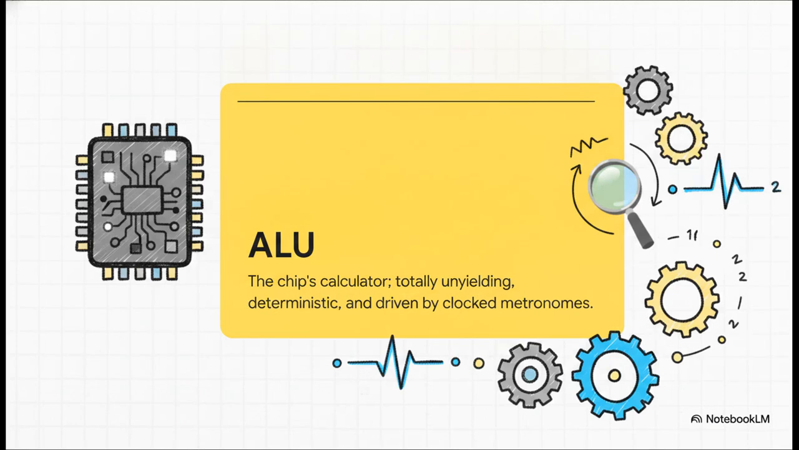But then we look at the actual machine hardware, specifically the arithmetic logic unit, or the ALU. Think of this as the ALU surveyor. And here's the reality check. The hardware doesn't understand meaning at all. It doesn't even know what a symbol is. It is totally unyielding, highly deterministic, and driven entirely by strict clocked voltage metronomes. A high voltage is a 1, a low voltage is a 0, but only if it happens exactly on the beat of that internal clock. It's utterly cold and completely mechanical.